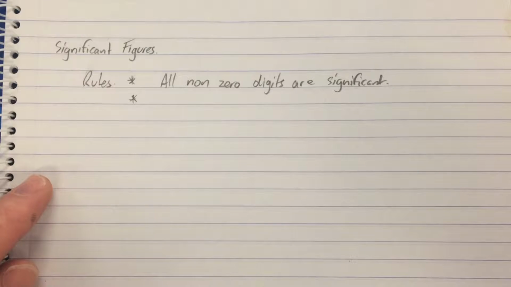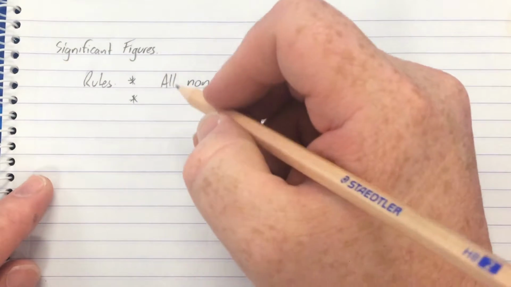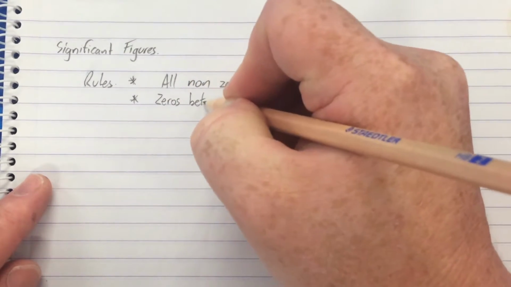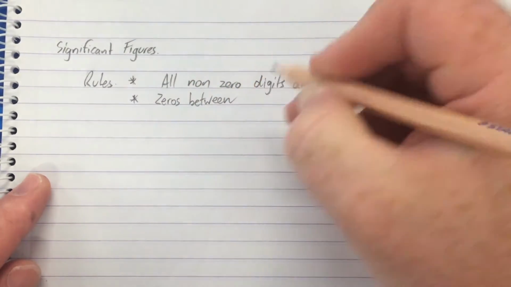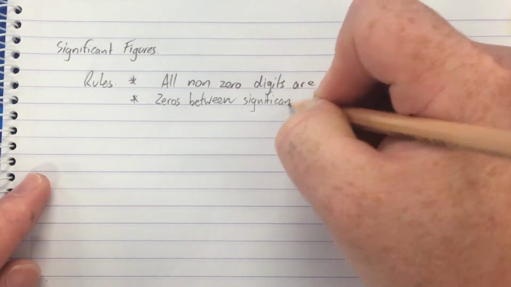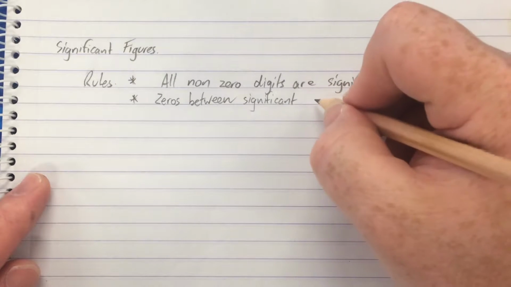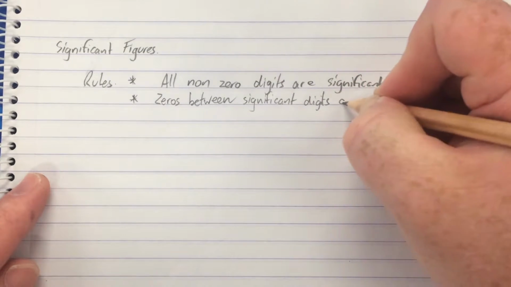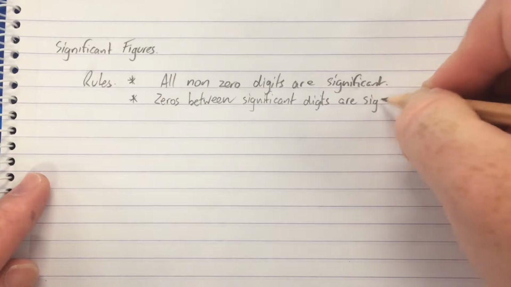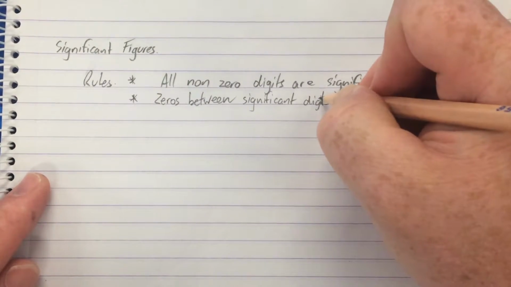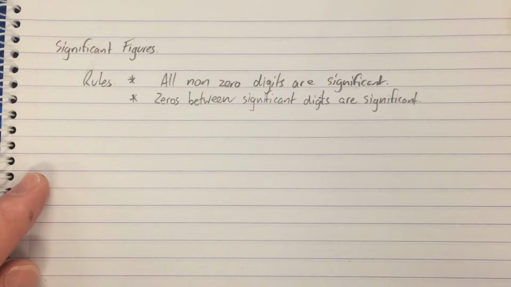zeros between two significant digits are themselves significant. So zeros between significant digits are significant. Okay.